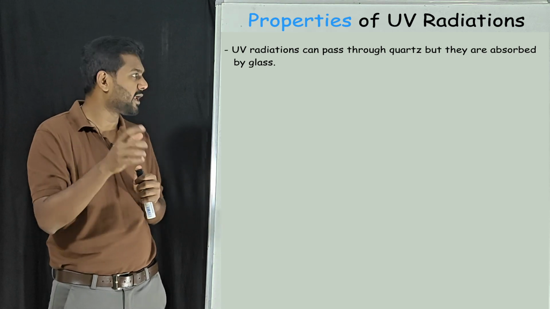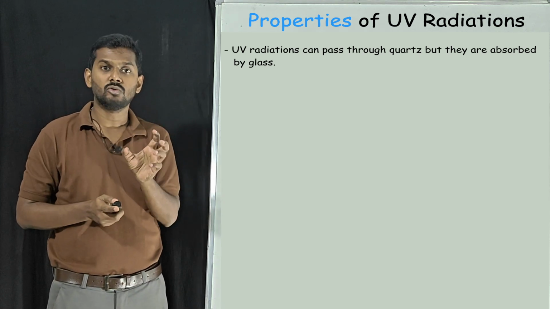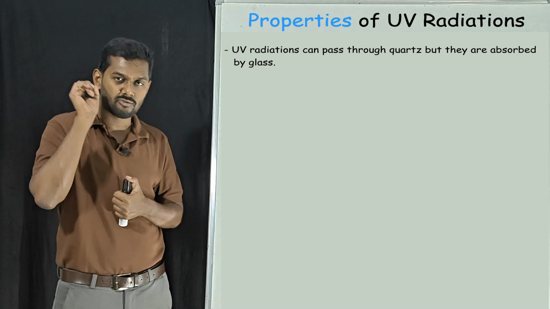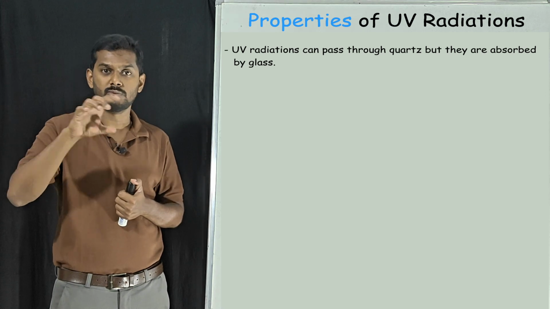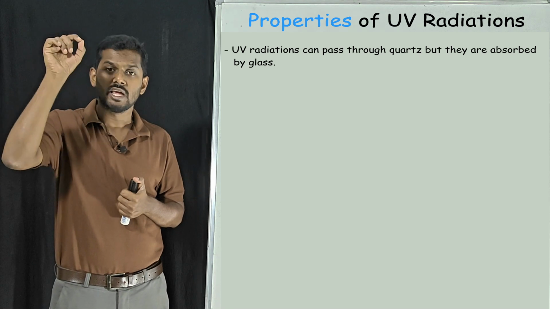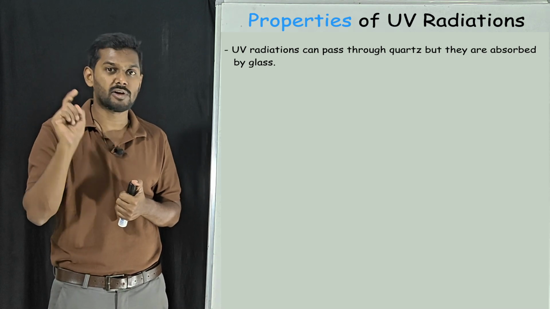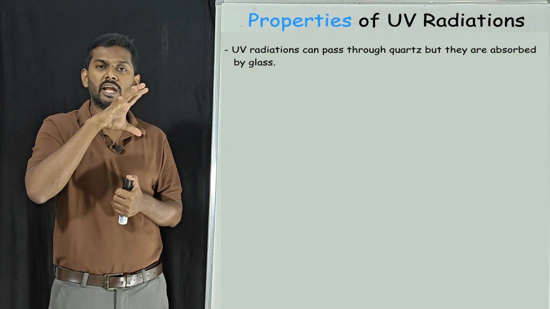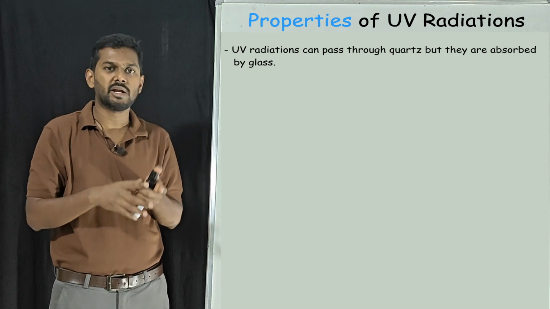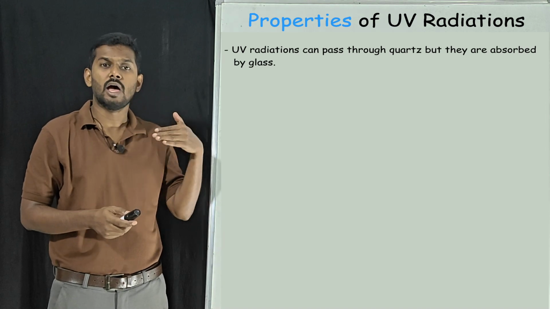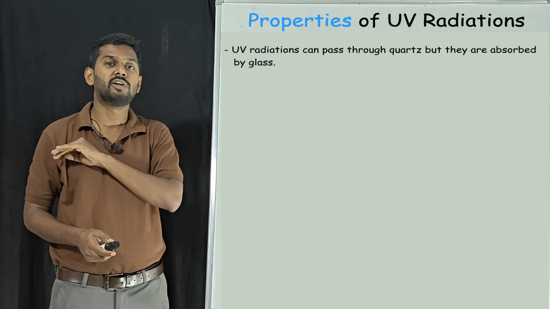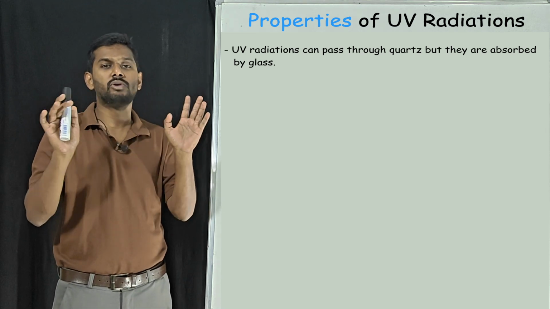So to obtain the UV radiations, we use quartz prism, not the glass prism. And for the same reason, ultraviolet bulbs, you know UV bulbs, correct? In those bulbs, the envelope, the outer surface, is made up of quartz, not glass, because if it is made up of glass, it will get absorbed by the glass. The UV radiation will not come out of the bulb. So keep this in mind. Quartz is very much important because UV radiation can pass through quartz, but it will get absorbed by glass. That is why we don't use glass when it is related to UV radiation.